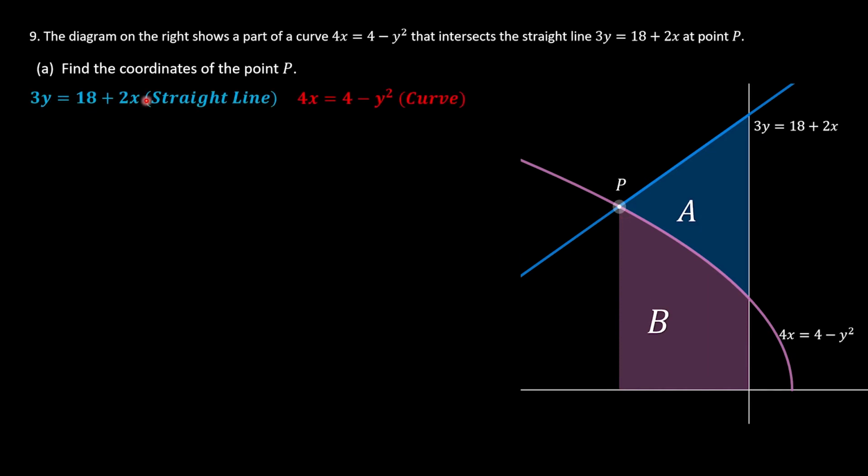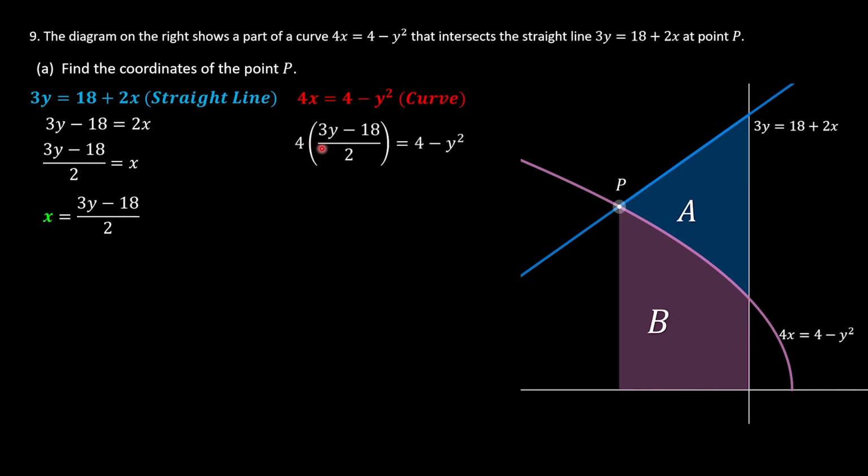So we're going to find first what x is from here, and then plug into the second equation. Just the normal simultaneous. We're going to move 18 to the left hand side. We have 3y minus 18 equals 2x. Then we have x is equal to (3y minus 18) over 2.